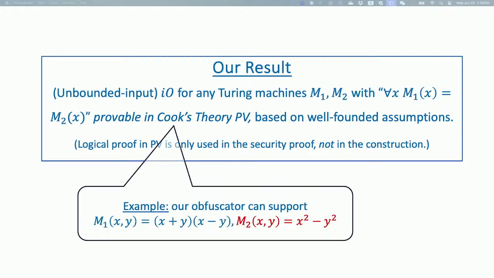Okay, for a concrete example, our obfuscator can support the obfuscation of these two Turing machines. You can imagine M1 and M2 are two Turing machines that take x, y of arbitrary length as input and compute x squared minus y squared. And the obfuscated program can support any unbounded input length.